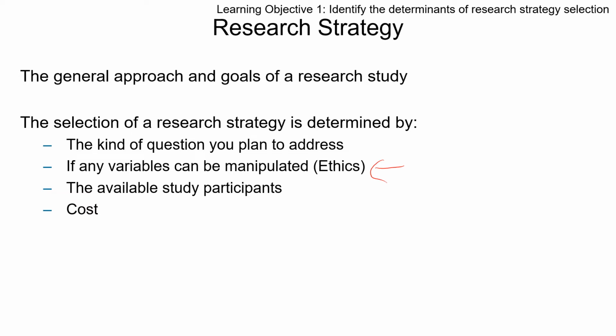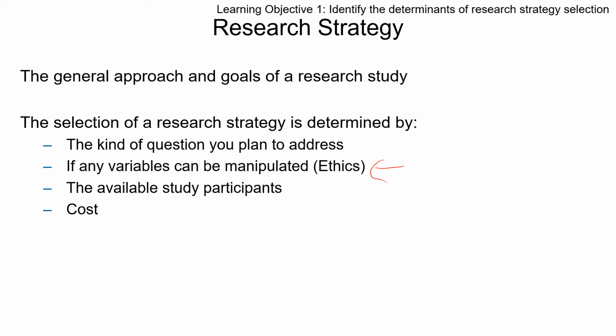How about if you want to see if pregnancy affects women's cognitive abilities, something like that? Can you manipulate who gets pregnant? No. Because you cannot manipulate that variable, there are ethical concerns. Theoretically, you could manipulate it, but it's very unethical. Because of those ethical concerns, it's not something you can manipulate. It does determine what strategies you can choose.